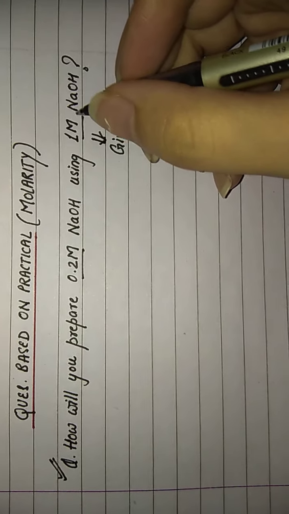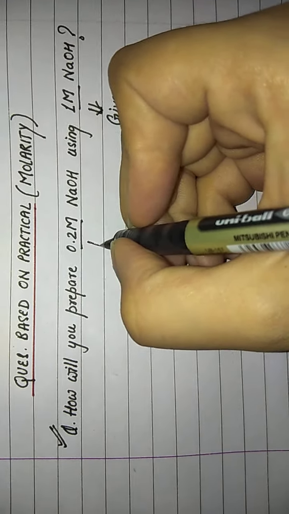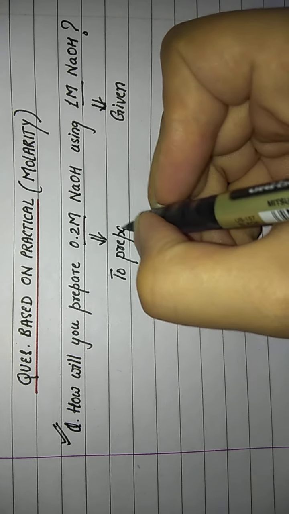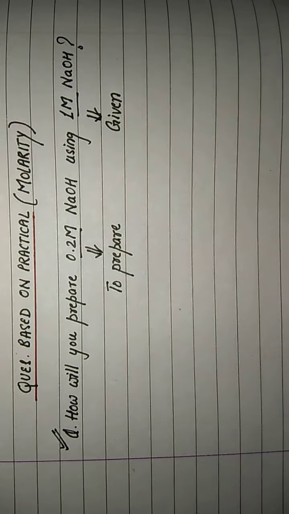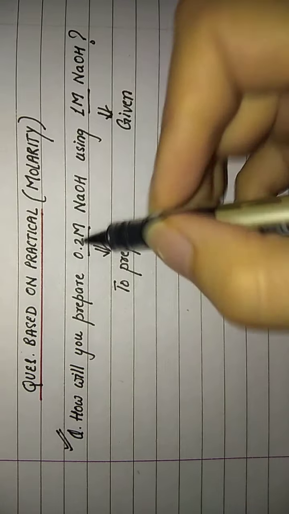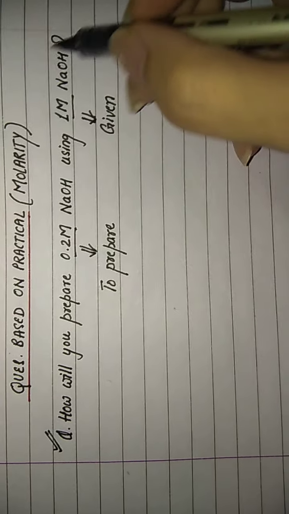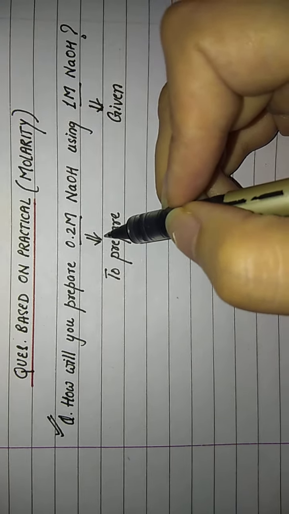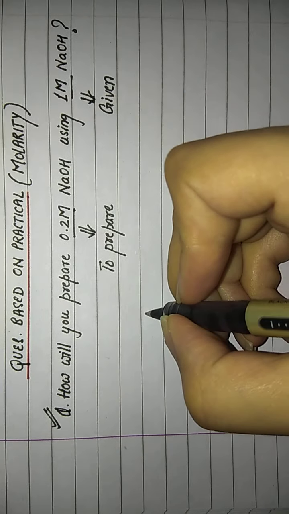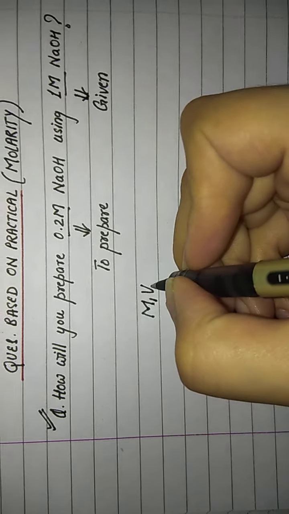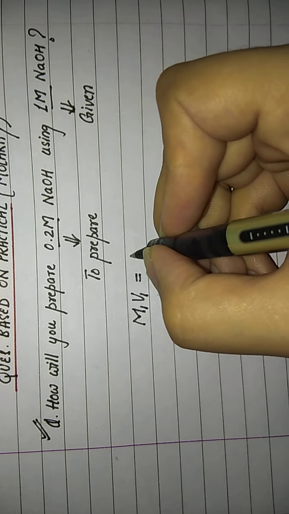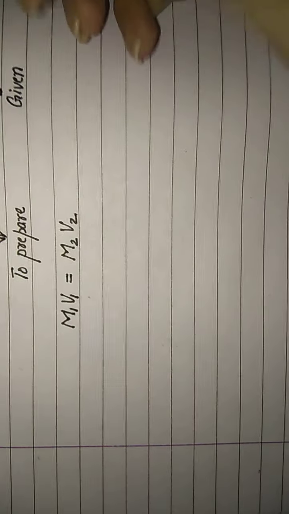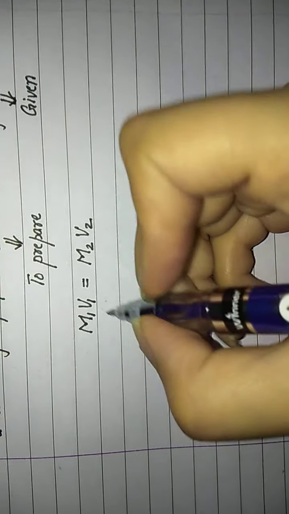This is given to me. I have been given 1 molar solution of NaOH, and using this solution you have to prepare 0.2 molar NaOH. Now for this I will be using a formula which is M1V1 is equal to M2V2. So it is M1V1 is equal to M2V2.